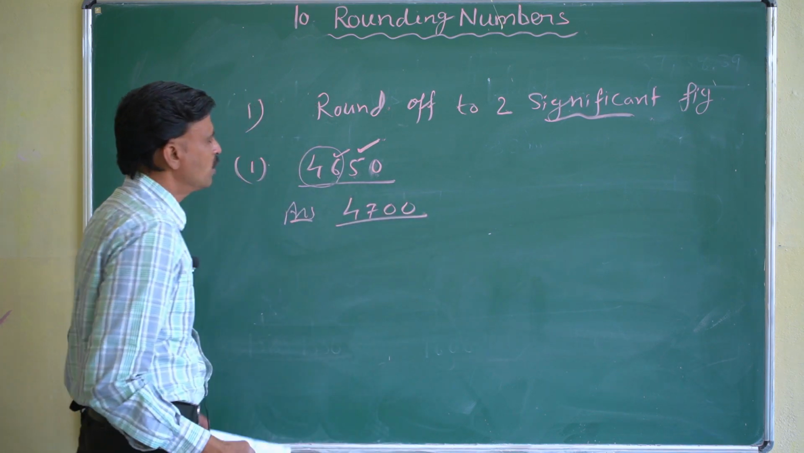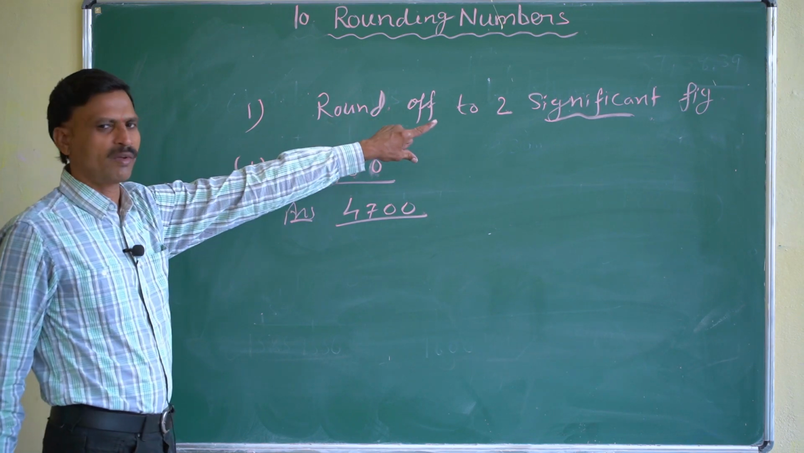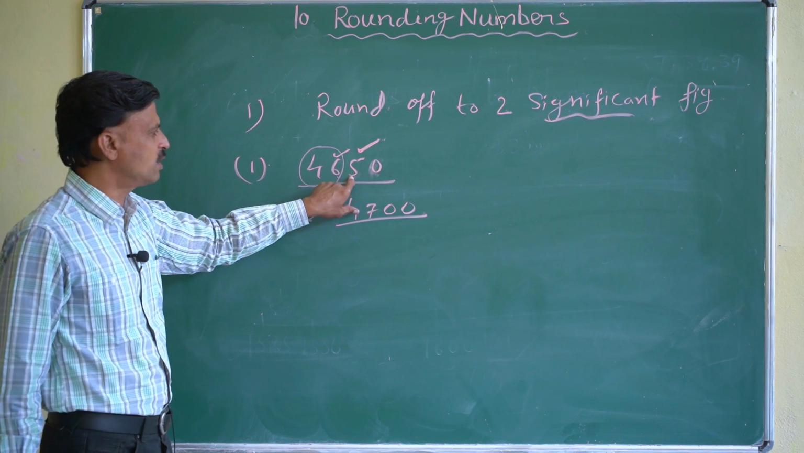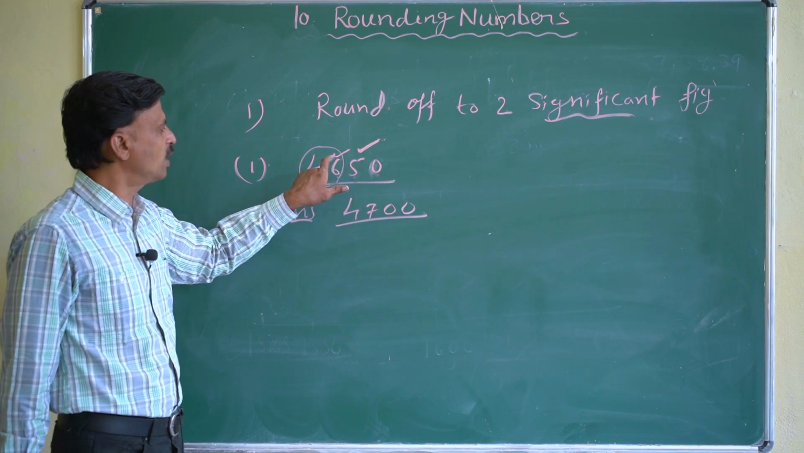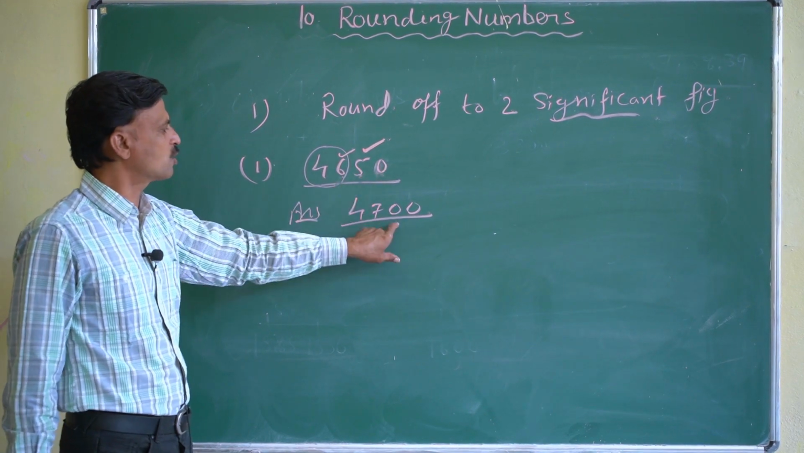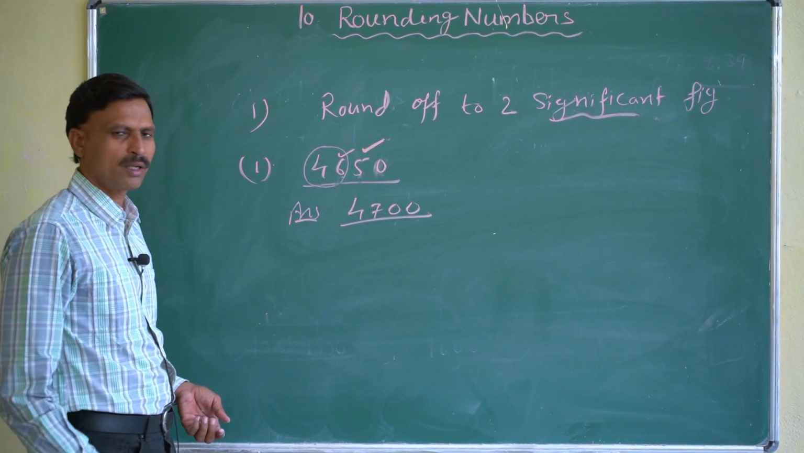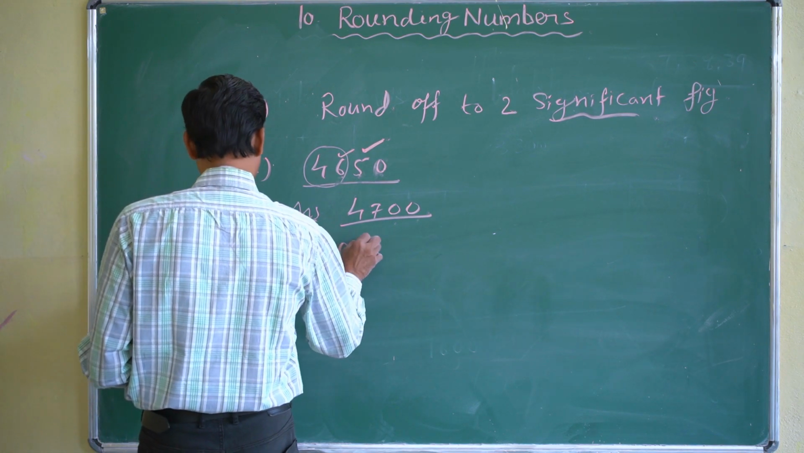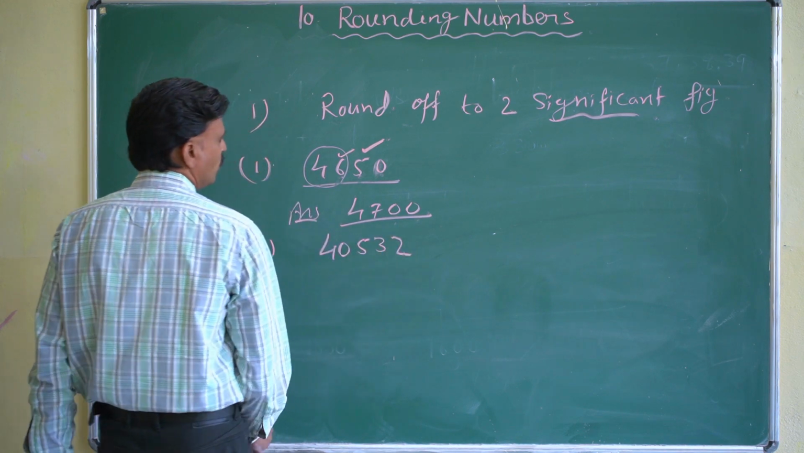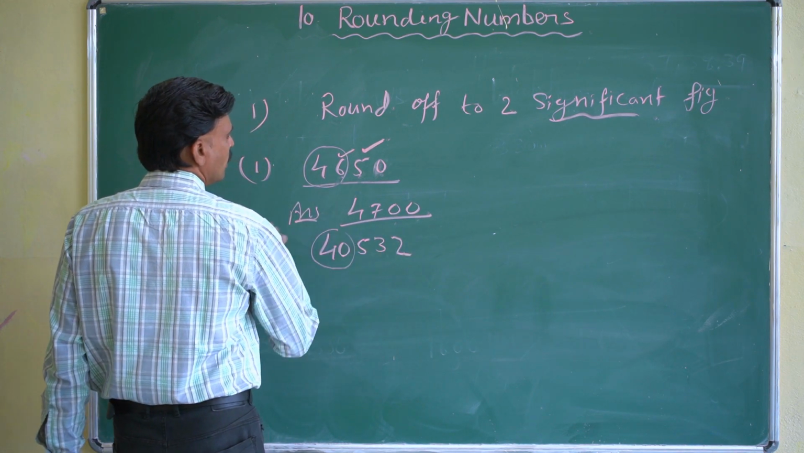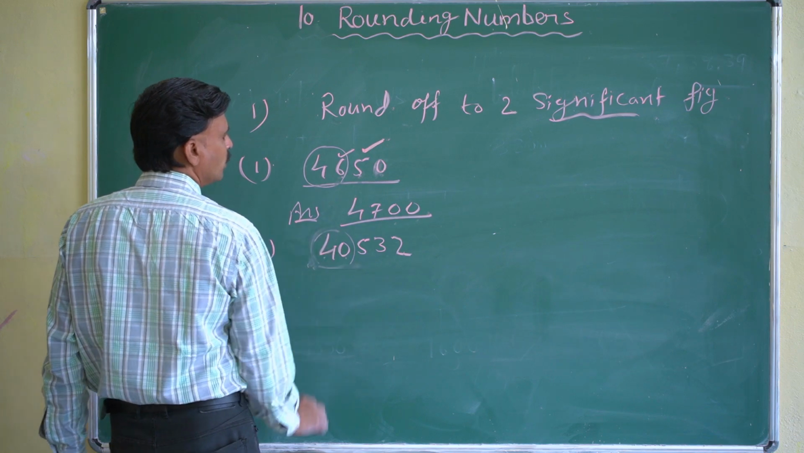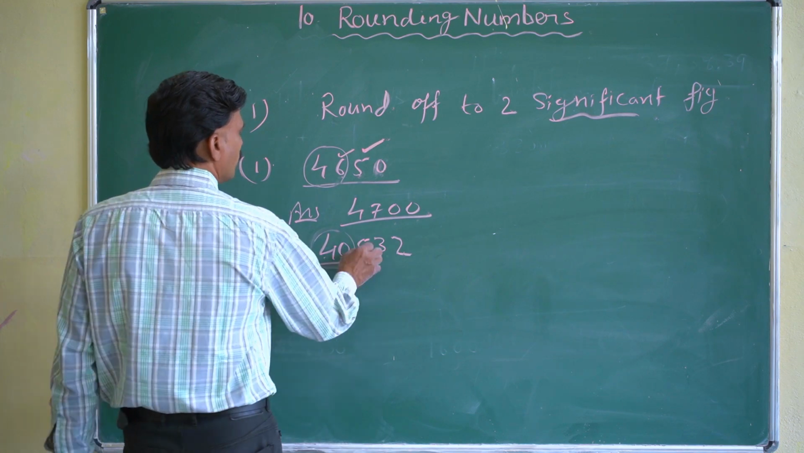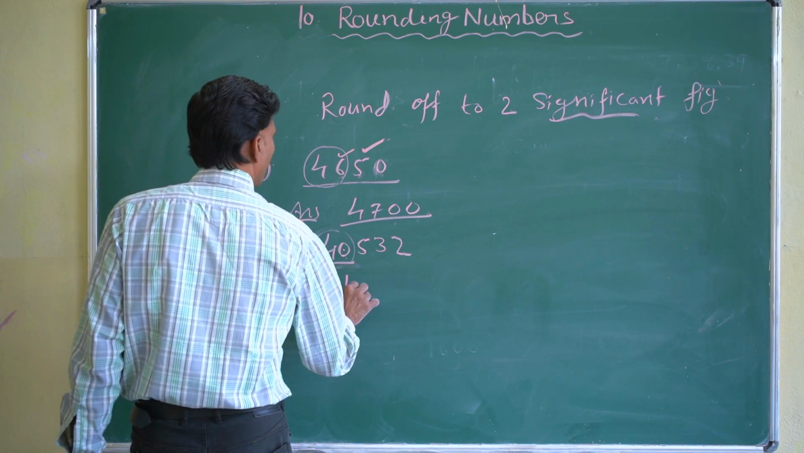And the answer will be 4700. Why? Because we are taking the two significant figures, so we take the two digits 46, then we see the next digit, which is 5, so since this is 5, this will increase by 1 and the last two will become 0. So the answer, got it? The second one is 40,532. Here also we'll take two significant figures, this is 40532. So what does it become? 40,000. This is 5, so it becomes 41,000.